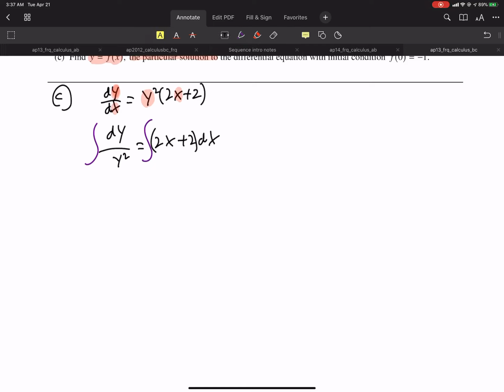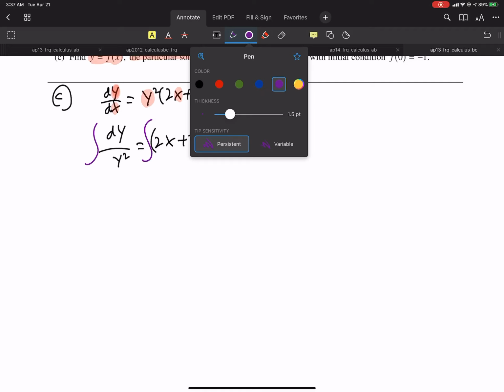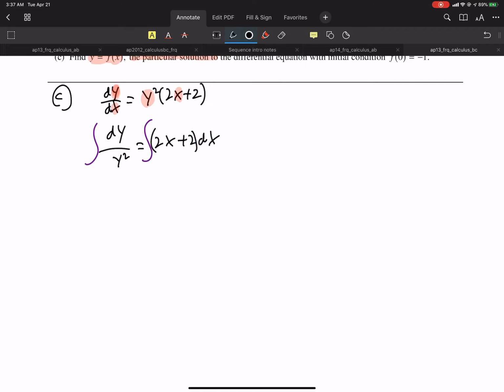And be careful. The left side is not ln of y squared. I'm going to show you why. To get that, you'd have to make u equal y squared. Du would be 2y dy. You would need that here. There's no way you're going to get 2y dy there. So therefore, you can't do u sub. Therefore, you can't get du over u to get the ln. So that just doesn't work.